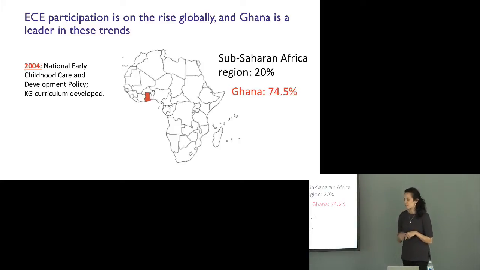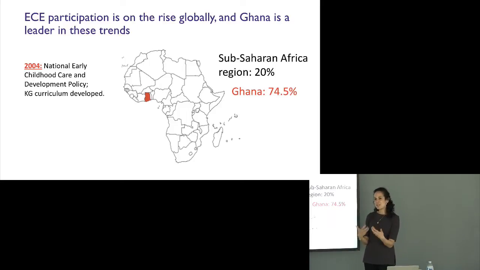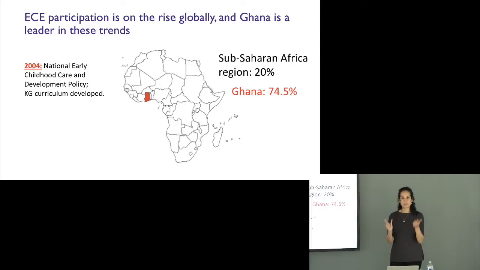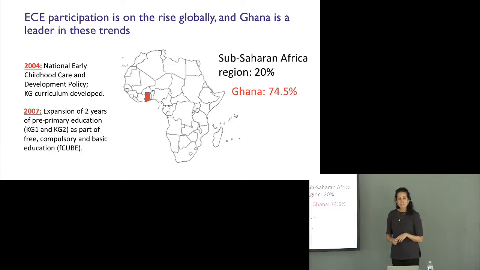And what's really interesting is the curriculum was intentionally designed to make kindergarten and pre-primary education different than the primary education system in Ghana, to make it more hands-on, more child-centered, with an explicit aim for schools to engage parents in their children's learning. So quite different than the current status quo of schooling in Ghana. And in 2007, this expansion actually happened. So 2 years of pre-primary education, kindergarten 1 and kindergarten 2, became part of the free compulsory basic education system.